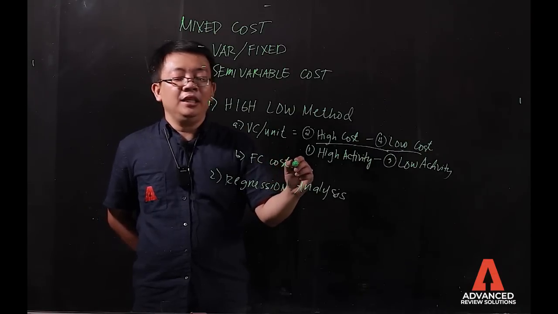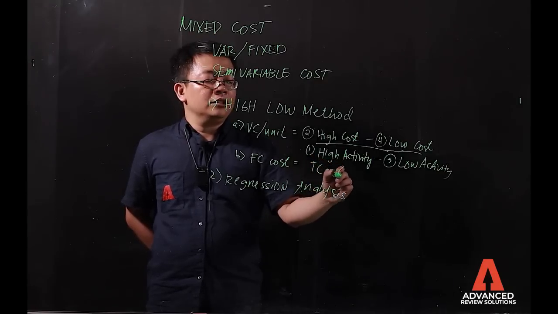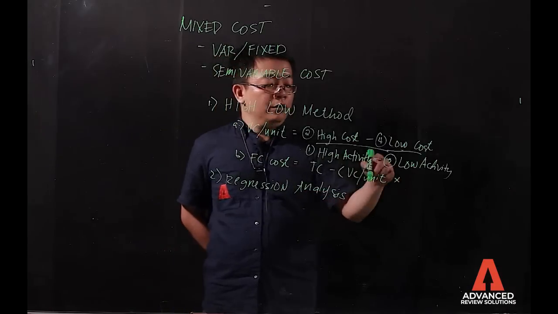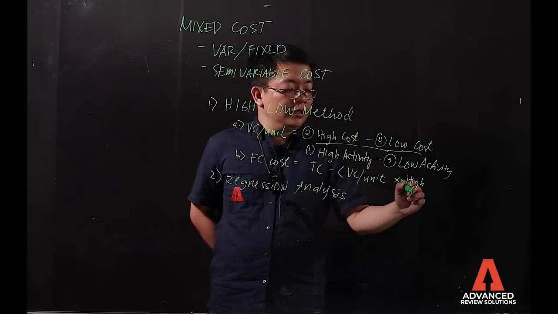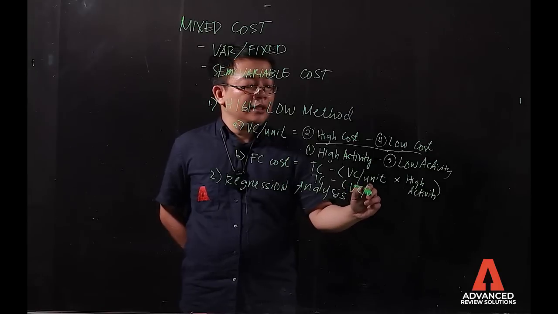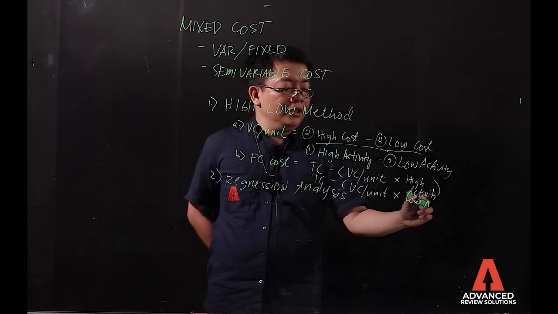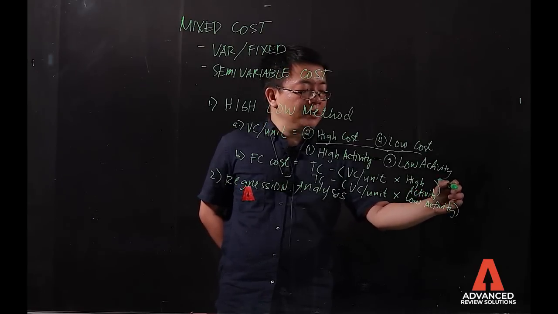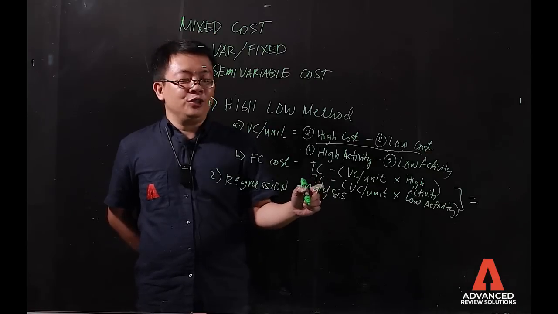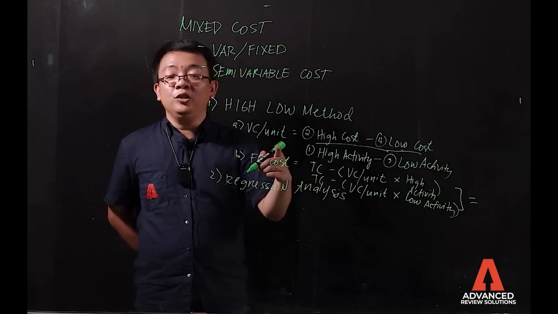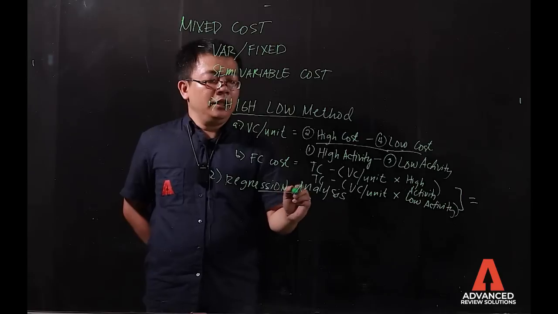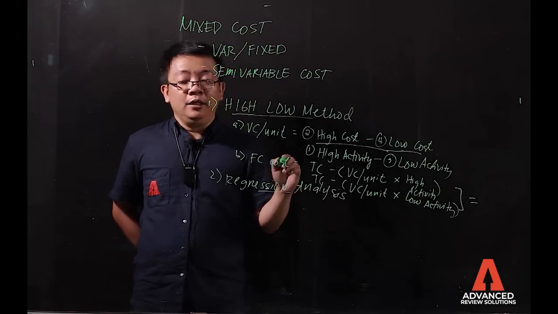So basically, it's very easy. Fixed cost is total cost minus the variable cost multiplied by the activity, depending on whether you use the high activity or the low activity. What is the basic rule here? Your fixed cost should be the same either way. If not, there's something wrong in your computation, either in your variable cost per unit or your fixed cost. That's your high-low method.